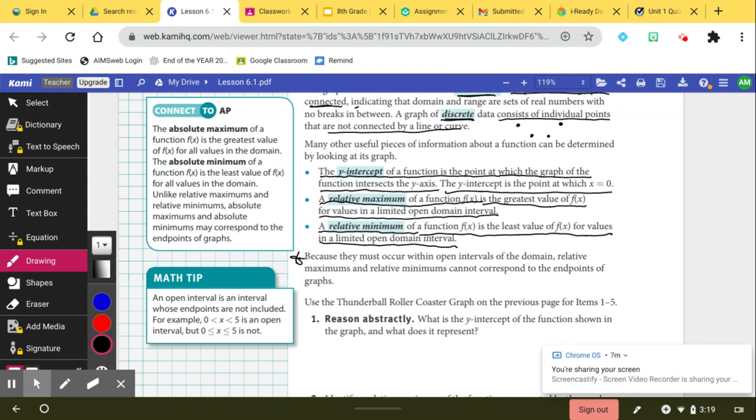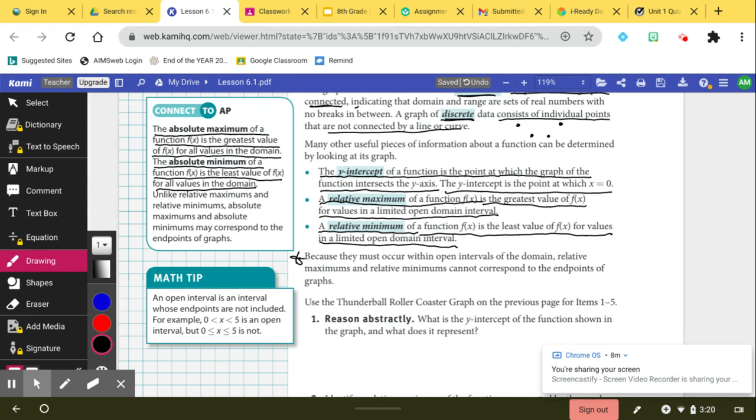But then we also have not only relative maximums and relative minimums, and everything I'm underlining, please write down in your math notebook. We could also have an absolute maximum. The absolute maximum of a function, f of x, is the greatest value of f of x for all values in the domain. So it's the greatest output that we have in our graph, which is also the same for my absolute minimum. The absolute minimum of a function is the least value of f of x for all values in the domain. So it's the lowest output that we have. And there may be a case where we don't have a relative maximum or a relative minimum, or even an absolute maximum or an absolute minimum.